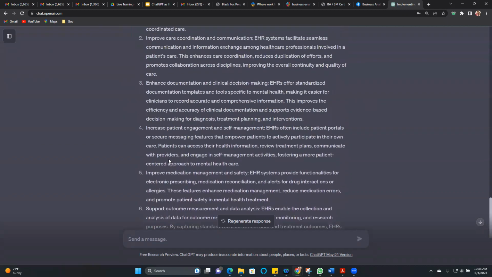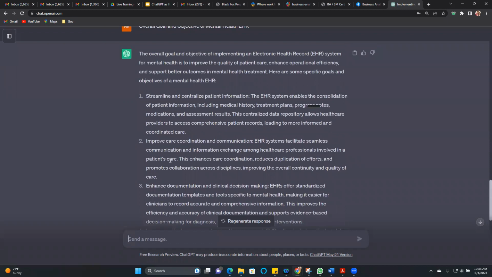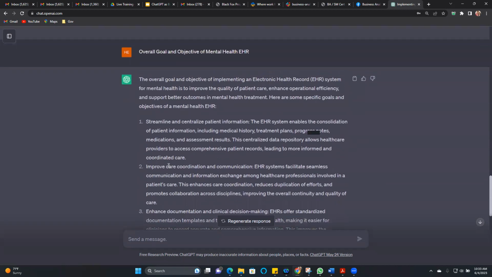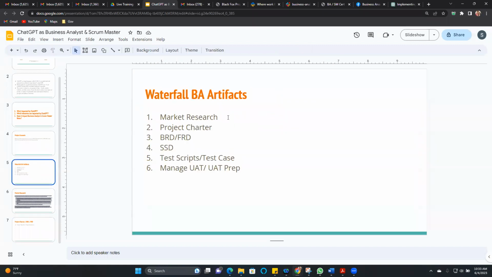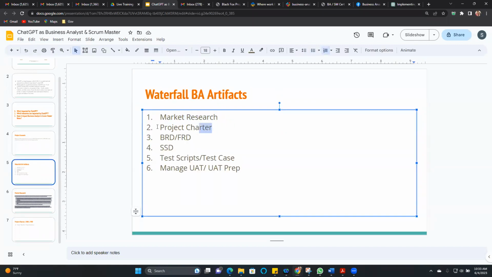So again, this is all the type of information that you generally need to put into your summary or the objective area for your documentation. As I said, you're not going to copy and paste a lot of this, but you may use it to supplement what you were already putting together and what you need to put together. Okay. Now, based on this, the next types of artifacts that you need to do. So market research we covered, right? Project charter, BRD, FRD objectives that you need can also come from ChatGPT.